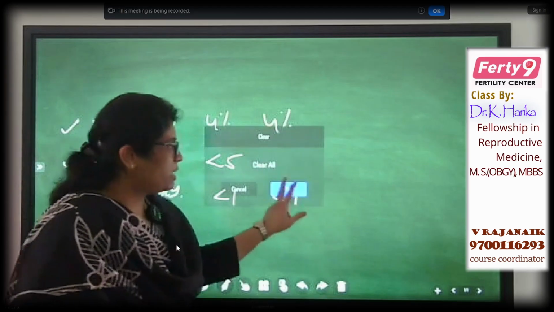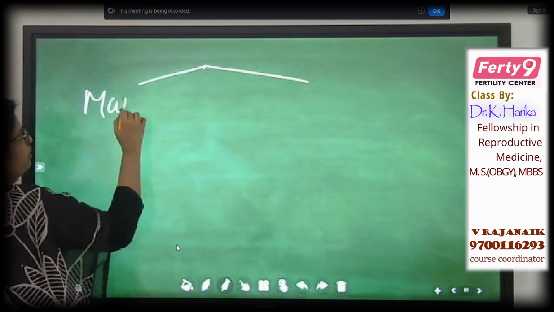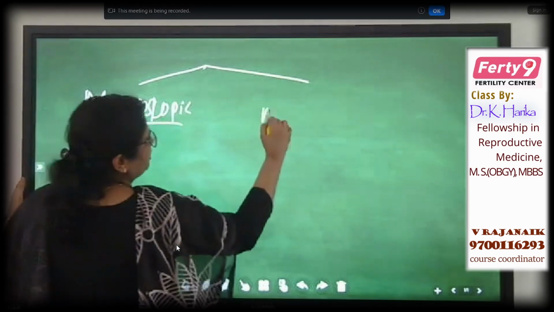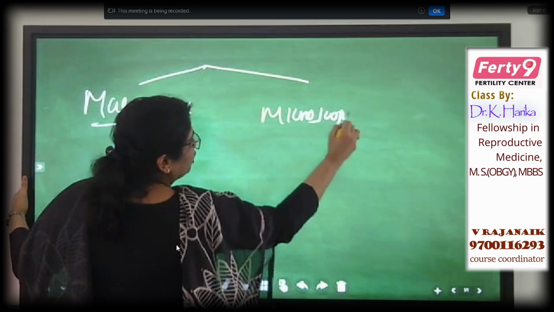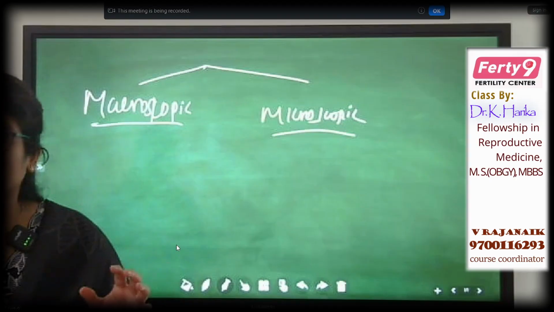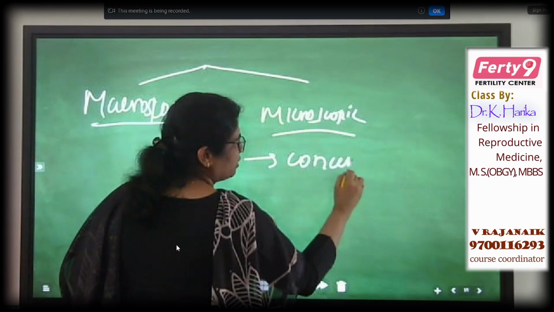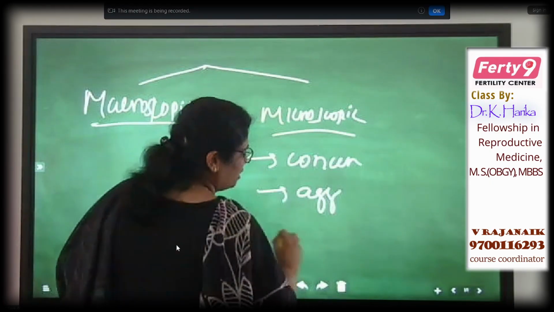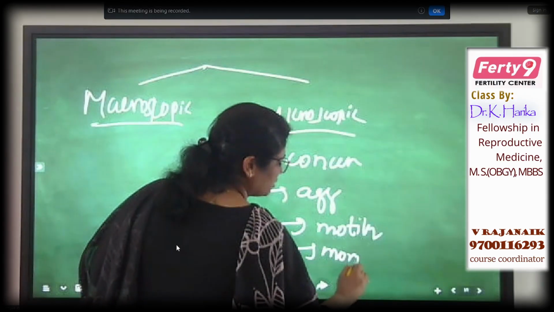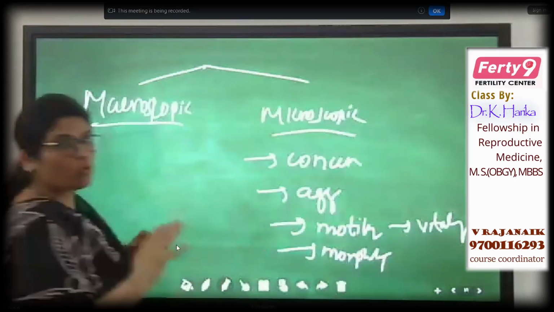Okay. So this is regarding semen analysis. Semen analysis is studied in two portions: macroscopic and microscopic. What we have discussed till now is microscopic. In microscopic examination, we see the concentration, agglutination, motility, morphology, and vitality.